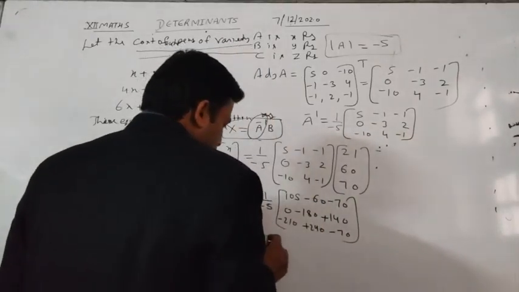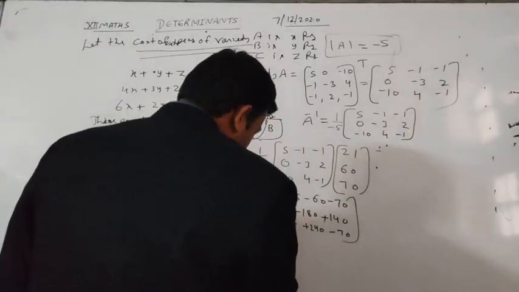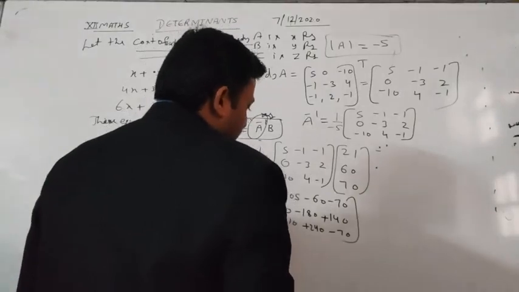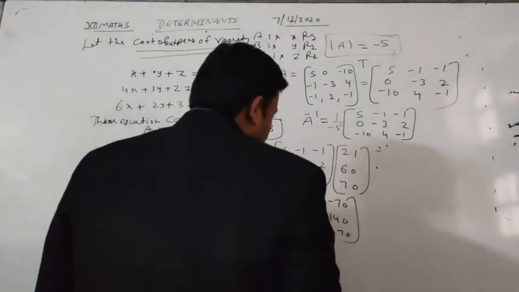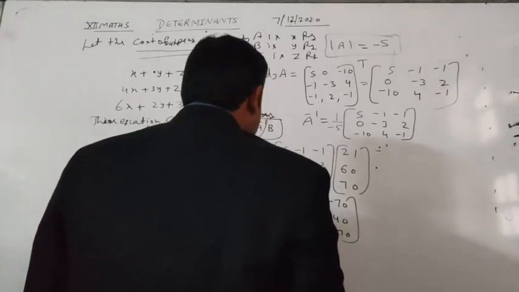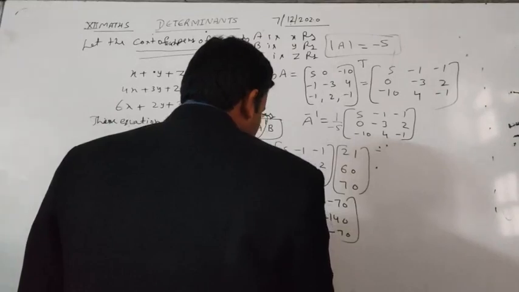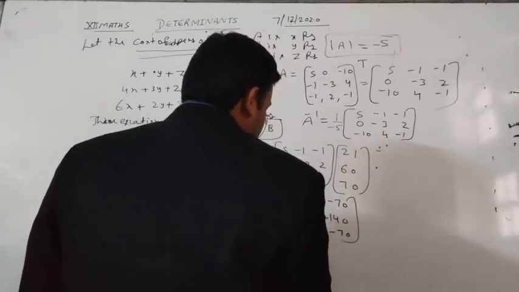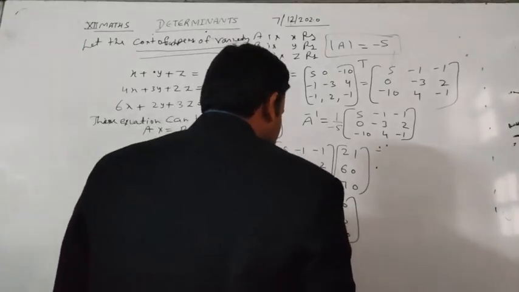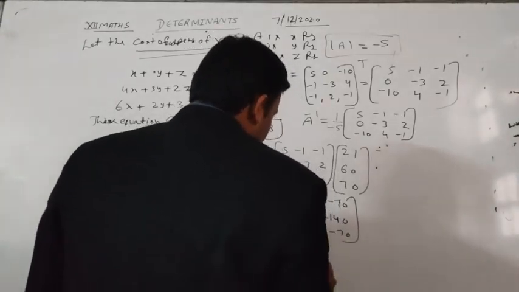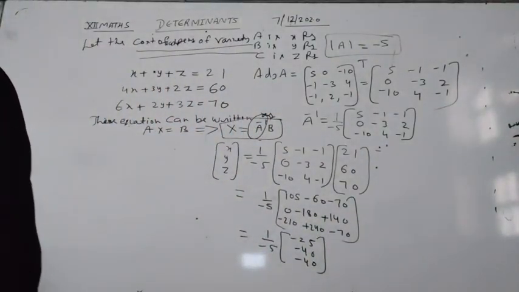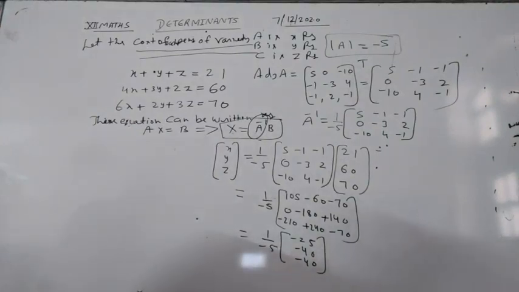Okay, so 1 by minus 5 times this. This will be 105 minus 130. After subtracting we get minus 25, and this is minus 40, and this is minus 280 and minus 40 again. Now when we multiply inside this, what are we getting, students? 5.